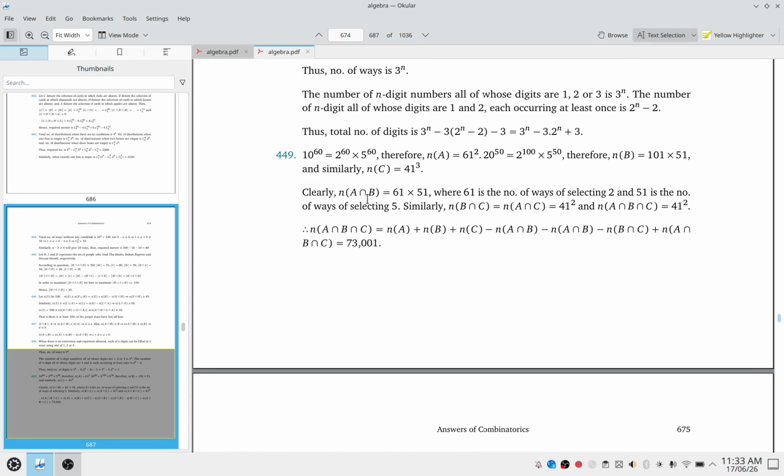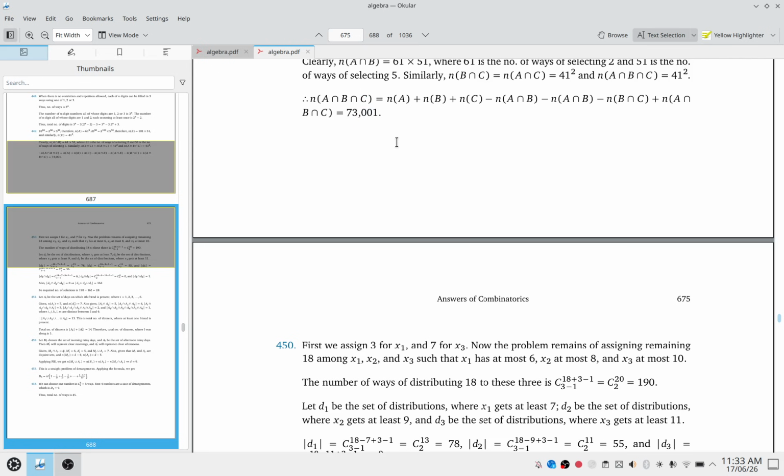So you compute the intersection of A and B, the intersection of B and C, and A and C. So you compute three intersections and then the intersection of all three. So whatever some number comes. What we are looking for, this should again be the union. Okay, so this is the union. We get the union as 73,001.